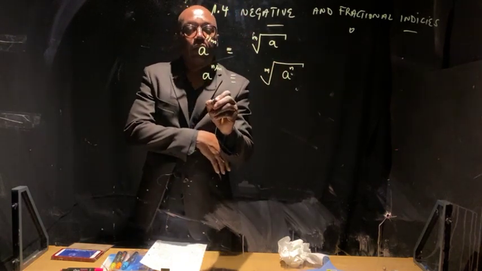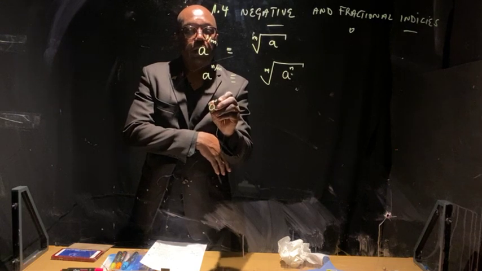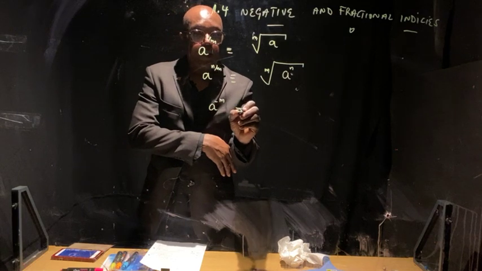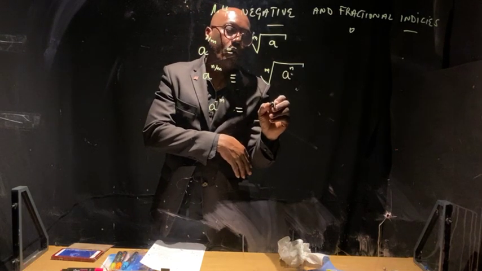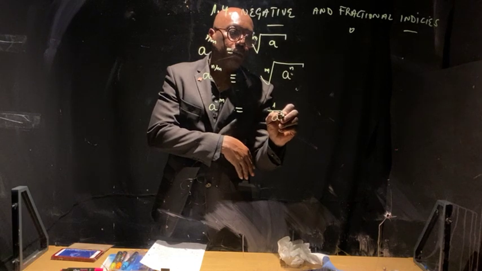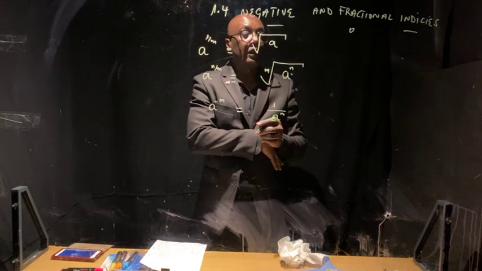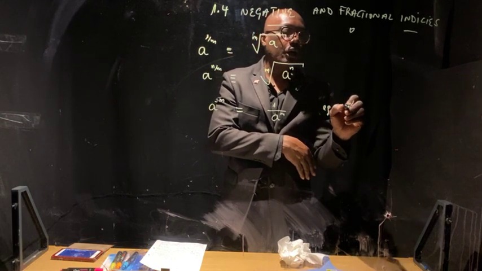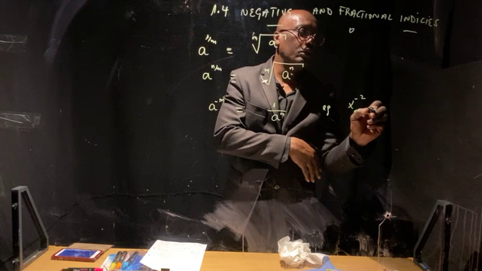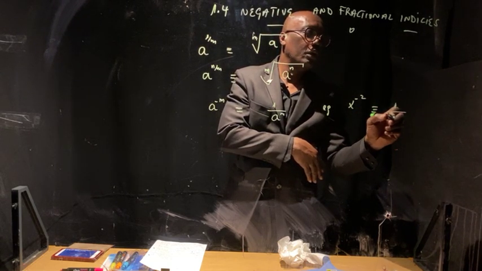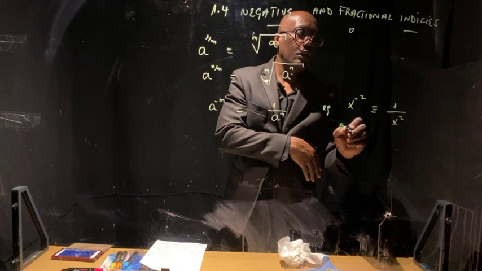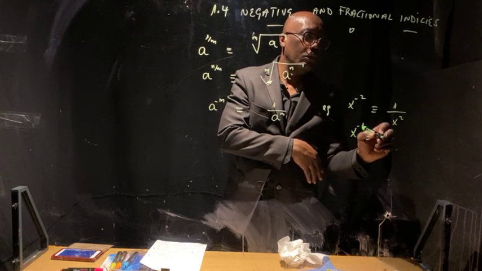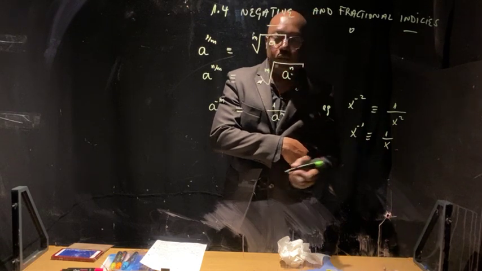Likewise, if you have a raised to the power negative m, it is no different from 1 over a to the m. For example, if you have x raised to the power negative 2, it is no different from 1 over x squared. If you have x raised to the power negative 1, it is equal to 1 over x, and vice versa.